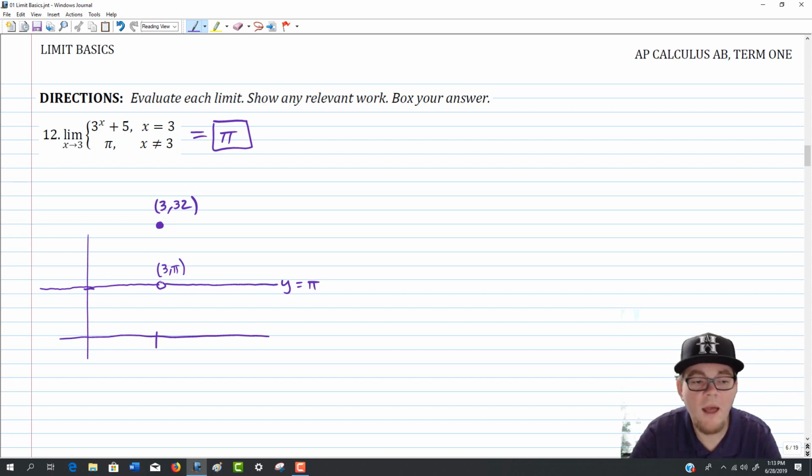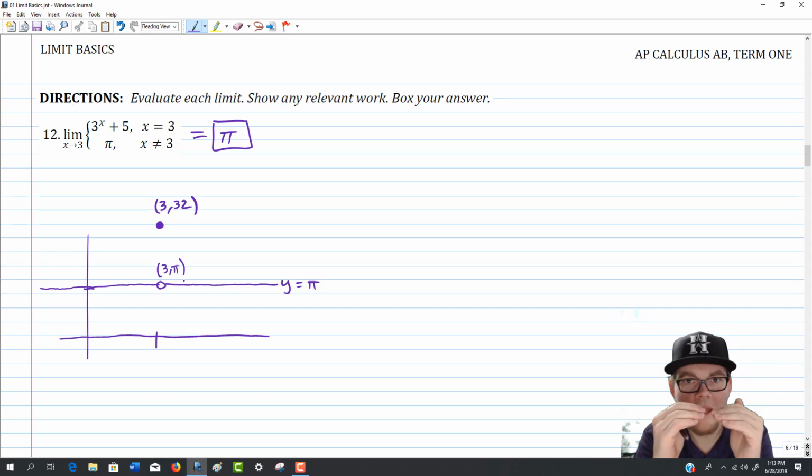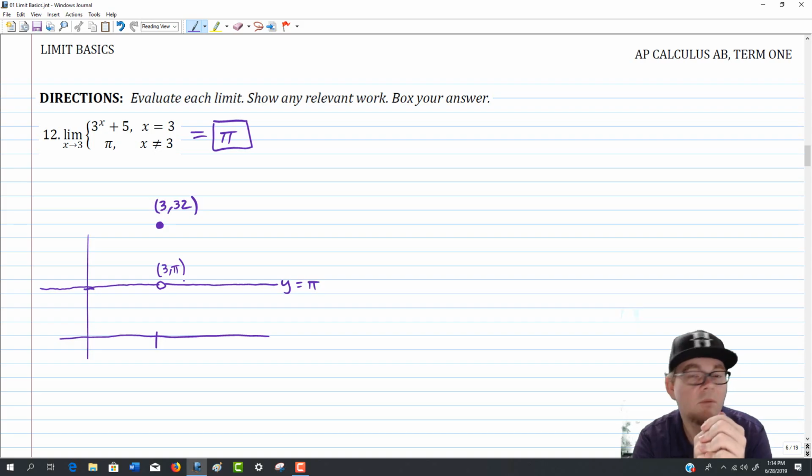But as we go towards 3 from the left side, we approach y equals pi, and as we go towards 3 from the right side, we approach y equals pi. So we have a consensus about where everything's going, and that one little outlier point doesn't change the general behavior of the function. No more than in class when we talked about the shirt, no more than that shirt changes color just because of a single dot on there, or a single bleach spot or something.